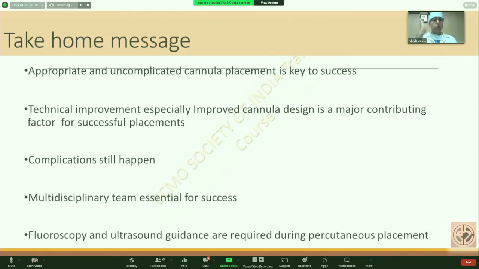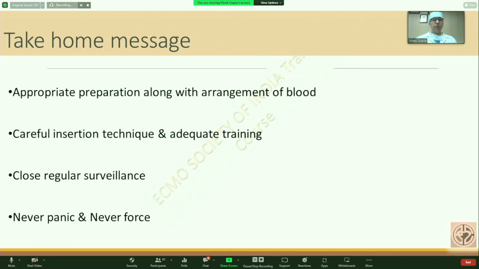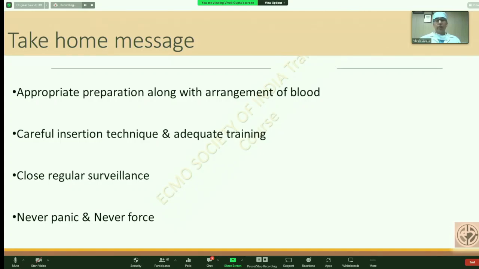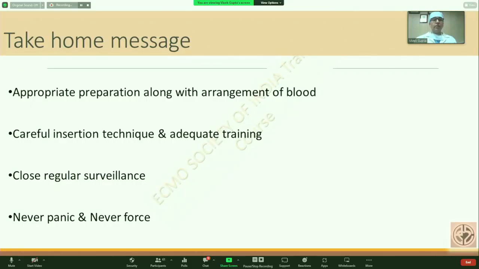How do we do it? We must ensure that there is a multidisciplinary team helping us, and there is always a backup vascular surgeon. Ultrasound guidance is definite for the percutaneous placement of the cannula and should always be used. Appropriate preparation: always keep a few units of blood arranged while inserting. Follow the right technique, and you must be trained adequately. Always keep surveillance while placing the cannula, while fixing the cannula, and during maintenance of ECMO.